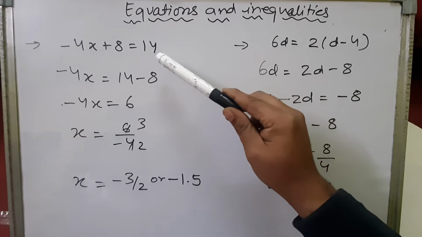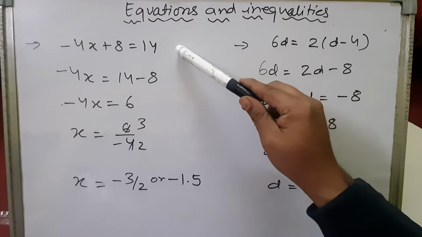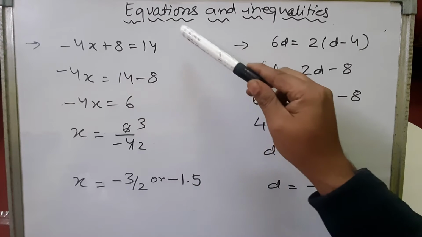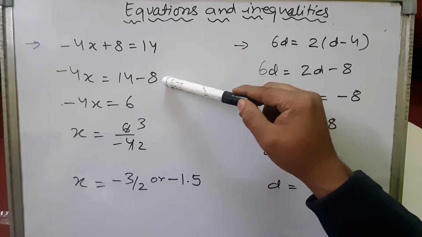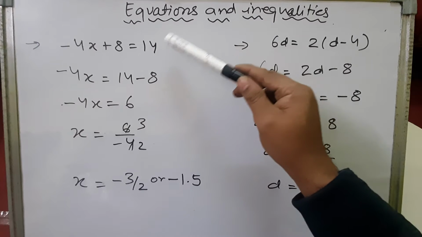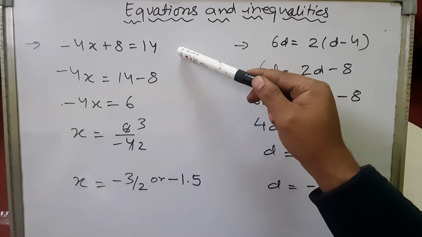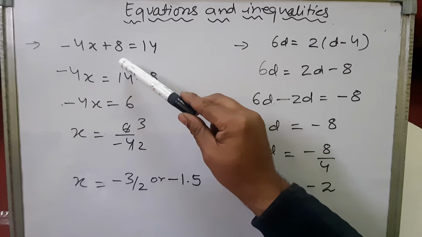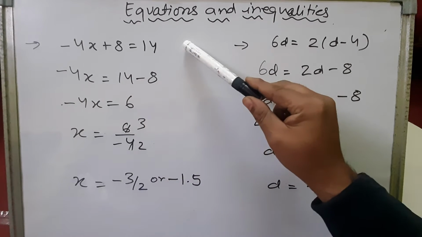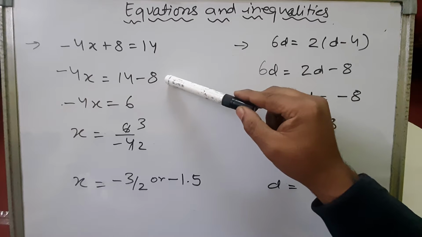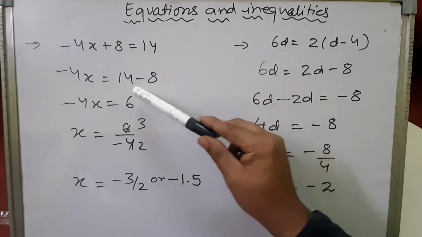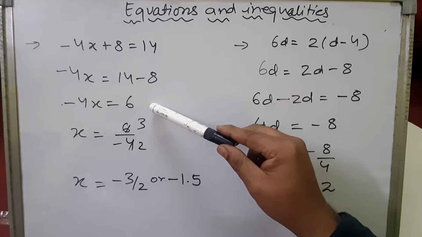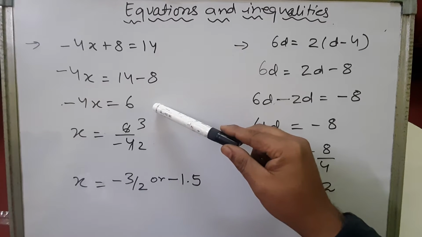So the first thing that we'll do is transfer this plus 8 to the right hand side. When this plus 8 is transferred to the right hand side, it will become minus 8. We can also say that we'll add minus 8 to both sides. Okay, that is another way of doing the same thing, right? So I'm using the word transfer. When we transfer plus 8 to the right hand side it will become minus 8. Okay, so 14 minus 8 will be 6, right? So we can say that minus 4x equals 6 we have obtained.